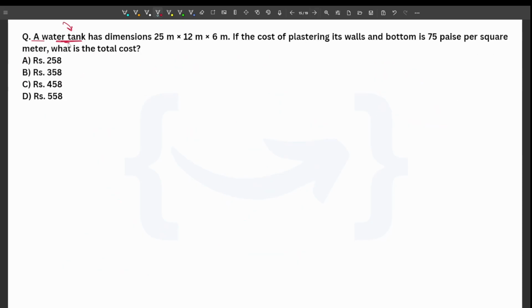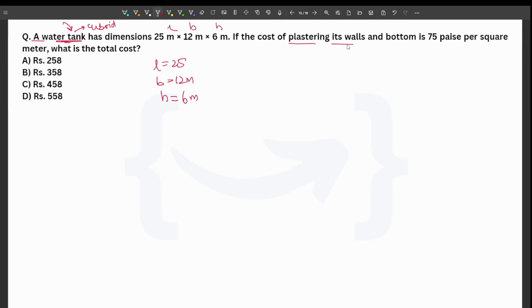So water tank, if someone talks about a tank, it means they're talking about a cuboid. The length of the cuboid is 25 meters, the breadth is 12 meters, and the height is 6 meters, because it is in the formation of LBH every time.